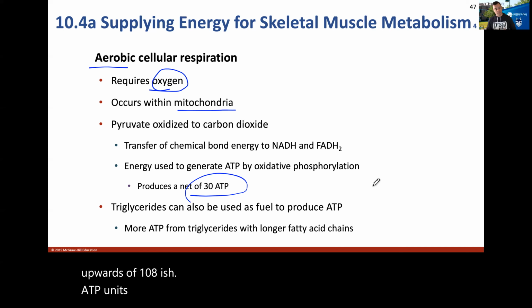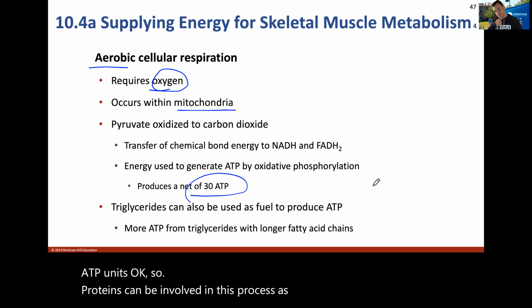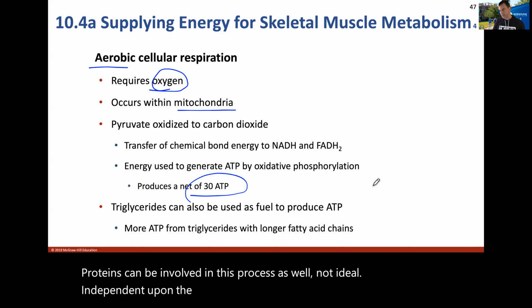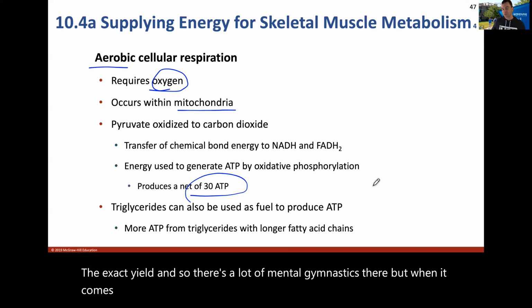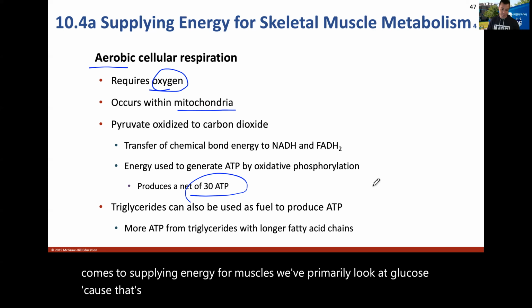So, proteins can be involved in this process as well. Not ideal. And dependent upon the protein depends upon the exact yield. And so there's a lot of mental gymnastics there. But when it comes to supplying energy for muscles, we primarily look at glucose because that's its primary function, okay?